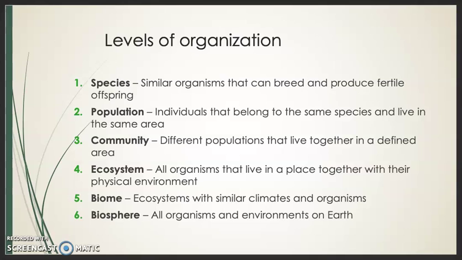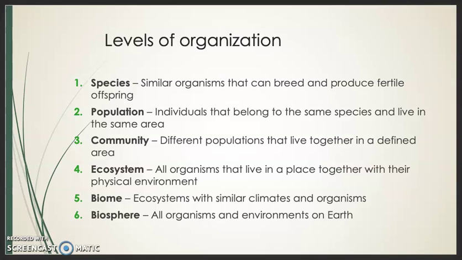We move up a level to our third level of organization, which is community. A community is defined as different populations that live together in a defined area. Okay, so if we have different populations, we can say that our community here consists of people, it consists of squirrels, it consists of different types of birds, it consists of a bunch of different insects and different plant life. Any living species that is in our area is a part of our community. Okay, but it has to be living species, so different populations.